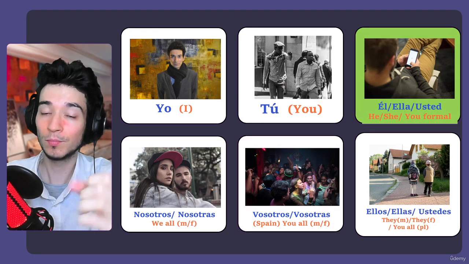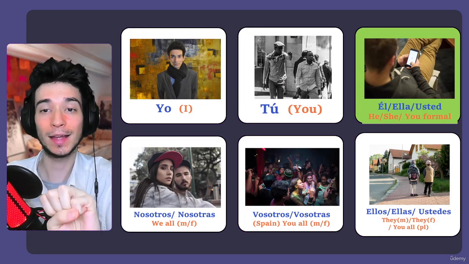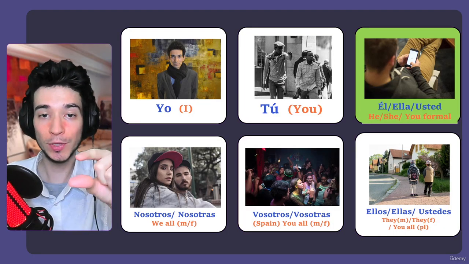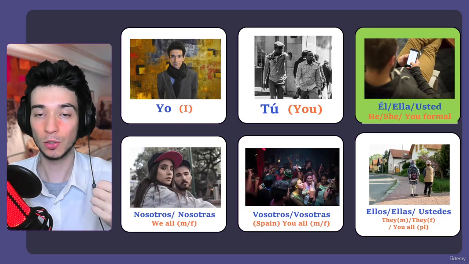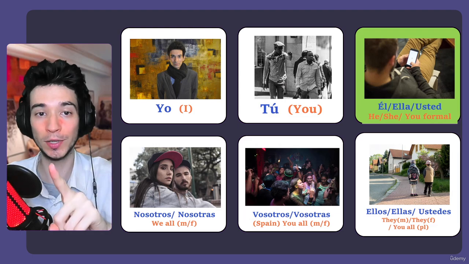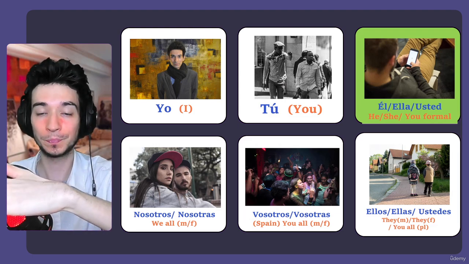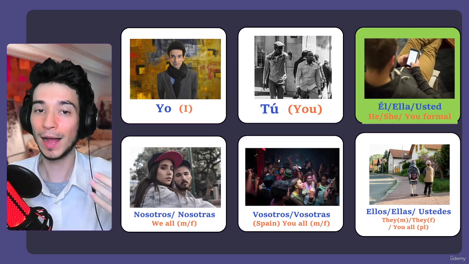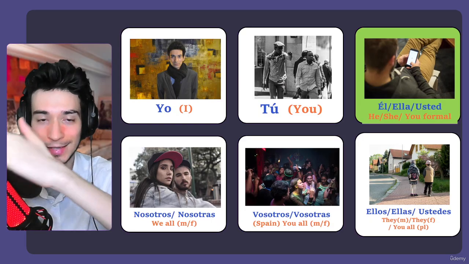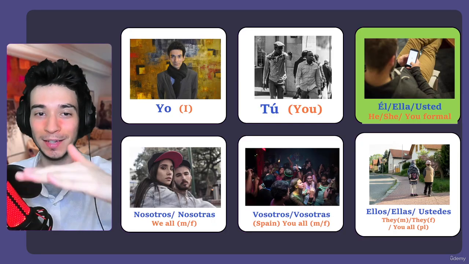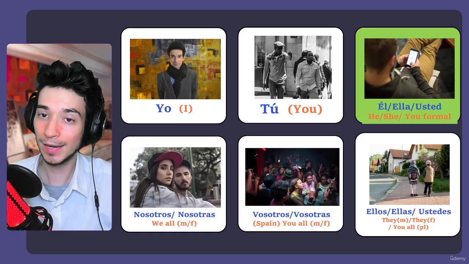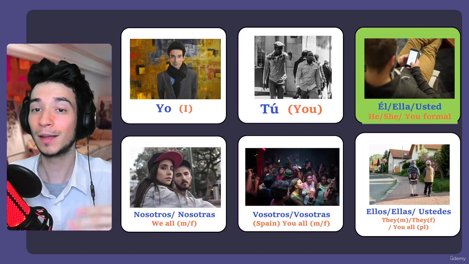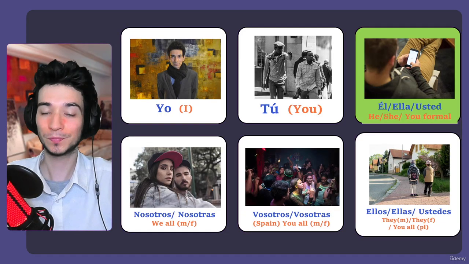So in this category we have three: él, which means he, ella, she, and usted. And the reason why these three are together is because they borrow the same conjugation. Whenever you conjugate a word, these three will use the exact same conjugation. For example, if I say, I eat, it would be he, she, you formal, eats. So we basically use the same conjugation on the same line. That's why the three are together.